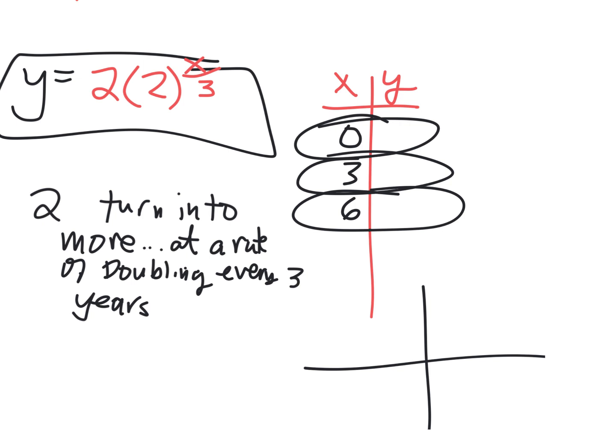So Jack, when I put in 0, I get 2. Just to clarify, the 0 goes here. Then you're doing 2 to the 0 over 3, which is really 2 to the 0, which is really 1. And then 1 times this 2 makes 2. Jack, when you put in 3, you got 4. And 6, you got 8. And you see how it's doubling every 3 years, which makes sense, right?